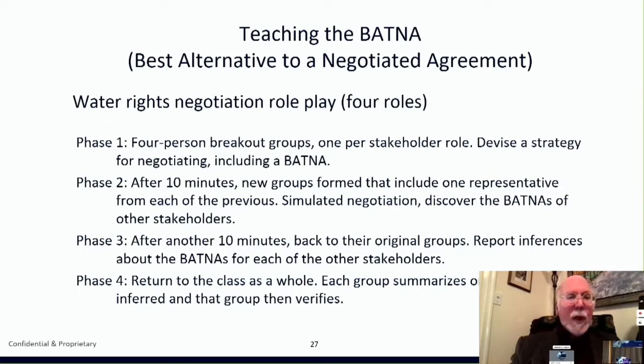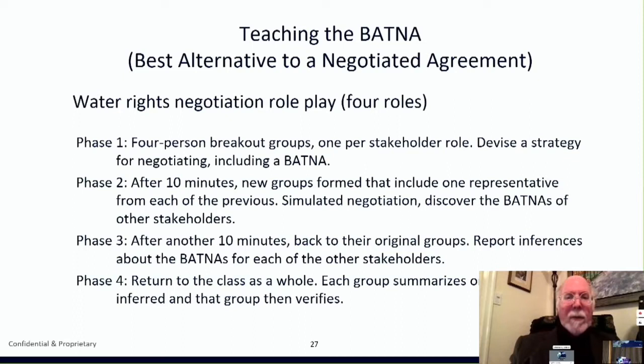That's phase one. Phase two, after 10 minutes, new groups are formed that include one representative from each of the previous groups. So now we have a new group. It's got one person who is representing farmers, one represents the environmentalists, one represents engineers, and so forth. And they do a simulated negotiation, role play. Their job is to try to figure out what the BATNAs are of the other stakeholders and evaluate how good they are.